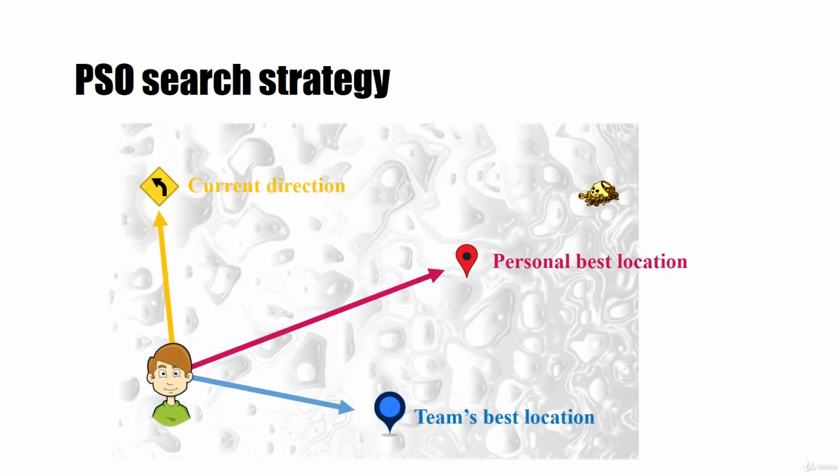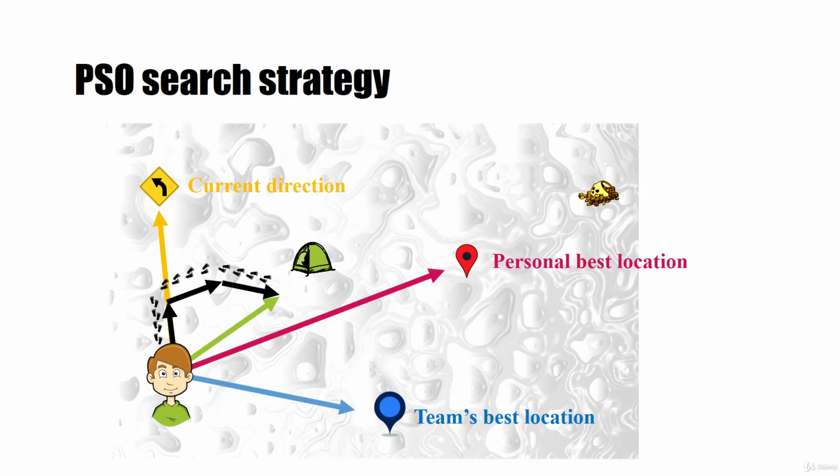Here's an example that shows how every team member relocates. The blue arrow shows the direction towards the team best location, the red arrow shows the direction towards the personal best location, and the yellow arrow shows the current direction. As the team agreed, Bob needs to walk 10 kilometers towards the current direction, 10 kilometers towards the personal best, and 10 kilometers towards the team's best. This will be Bob's new position after a long day and 30-kilometer hiking. He can now finish the day and get some rest.